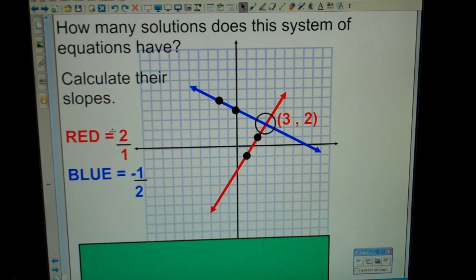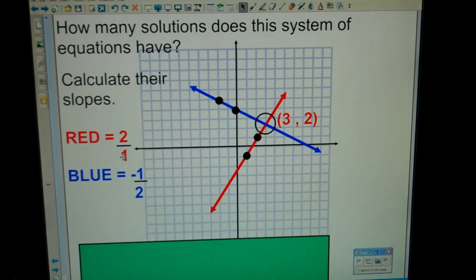Here they are. Slope of the red line, up 2 over 1. It also has a positive slope. Slope of the blue line, down 1 over 2. This one has a negative slope. Look at these two slopes. What can you tell me about that? I got 2 over 1, and then the other one I got -1 over 2.